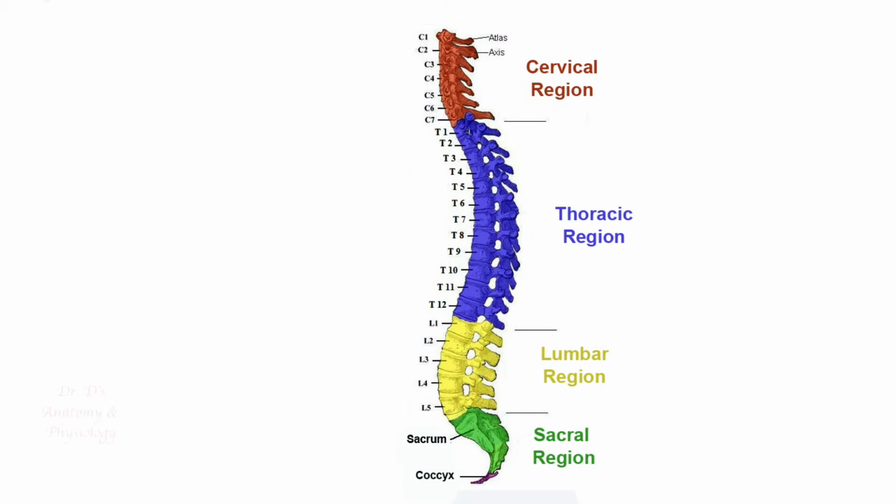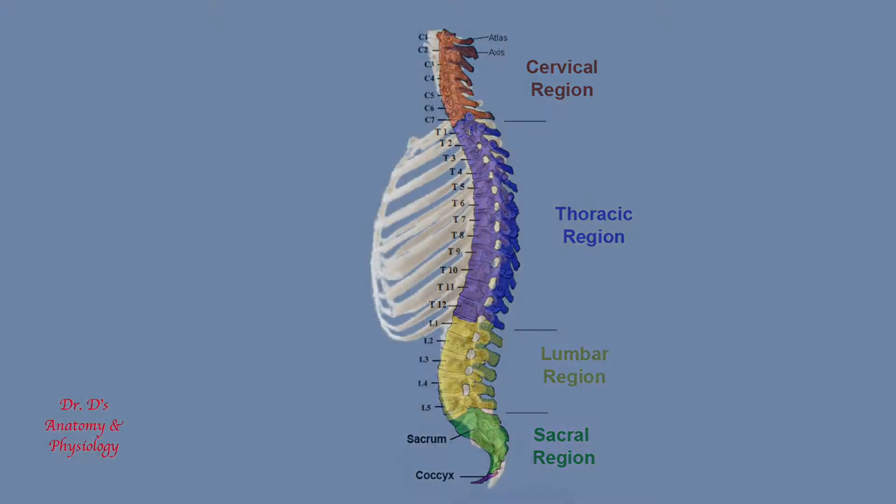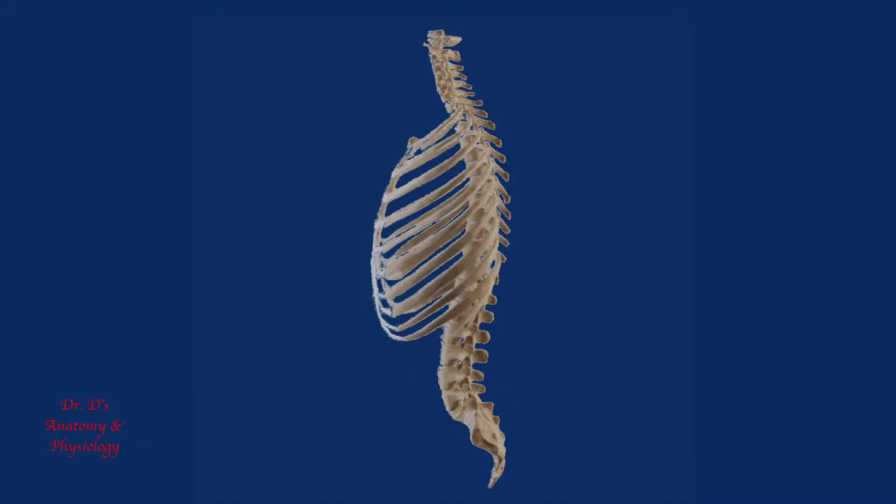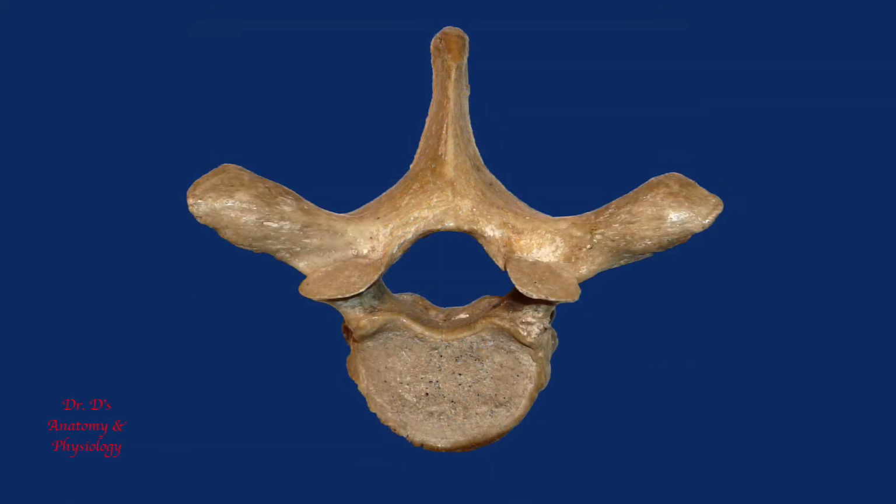Now we will look at the thoracic vertebrae. And the thoracic vertebrae are defined by their association with the ribs. Let's look first at the general characteristics of these vertebrae. Here we see a typical thoracic vertebra.